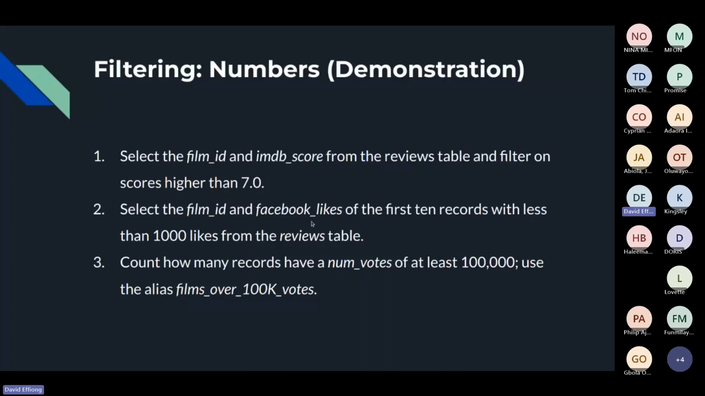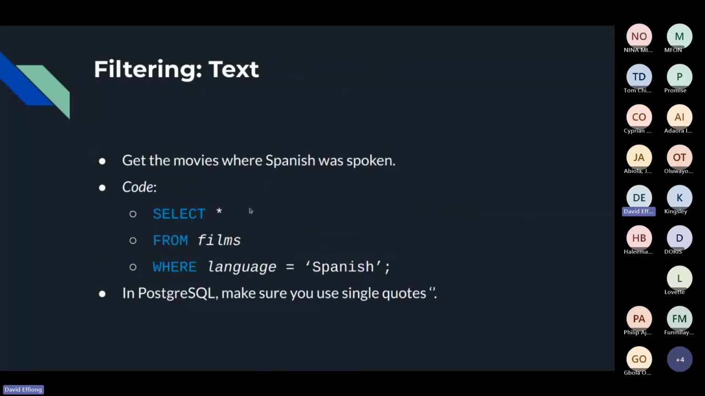Right. So the next part is filtering text. What we did was filter numbers. To filter text, it's similar. The only thing is you need to enclose the text you want to filter with single quotes. Some columns contain text, other columns contain numbers. So what we are looking at now is how to filter when there is text. Maybe you want to find a particular word. In this case, you want to find all the movies where Spanish was spoken. So the language is Spanish.